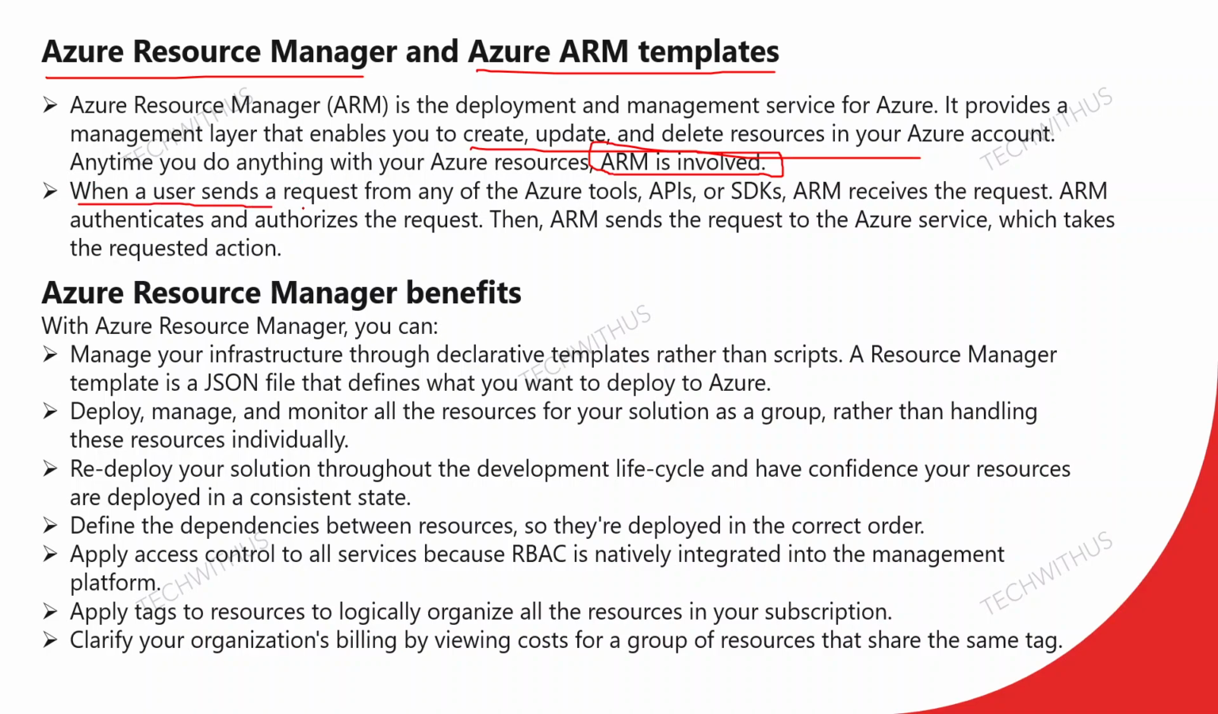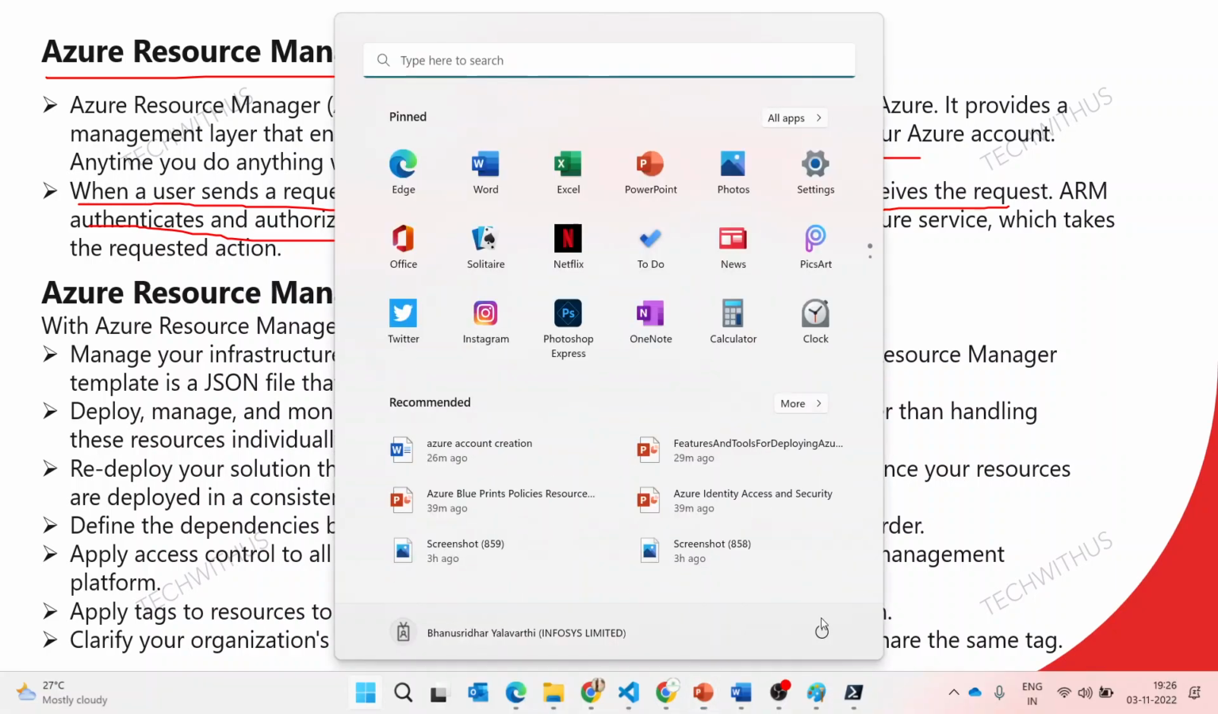When a user sends a request from any of the Azure tools like APIs or SDKs, first, ARM will receive that request. Through ARM only, it will authenticate and authorize the request. Once authentication and authorization have happened, it will send the request to the Azure service, which takes the required action. I will explain that clearly.